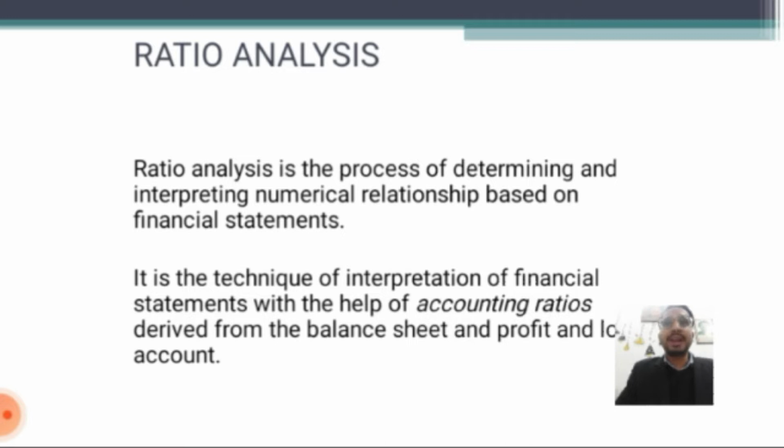Ratio analysis is a study of the relationship among the various financial factors of a business. Ratio analysis is the process of determining and interpreting numerical relationships based on the financial statements. In other words, it is a technique of interpretation of financial statements with the help of accounting ratios derived from the balance sheet and profit and loss account.